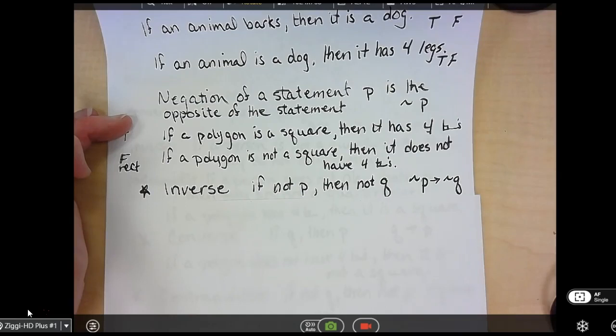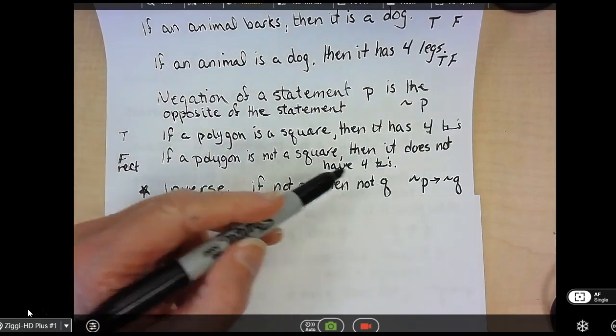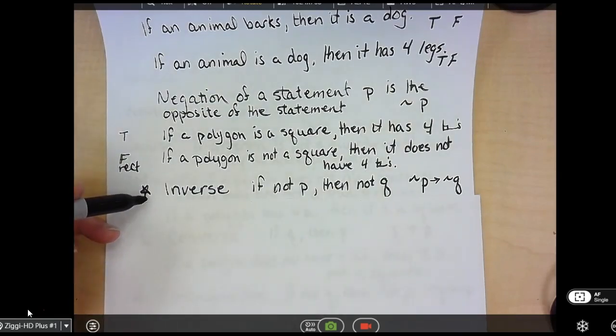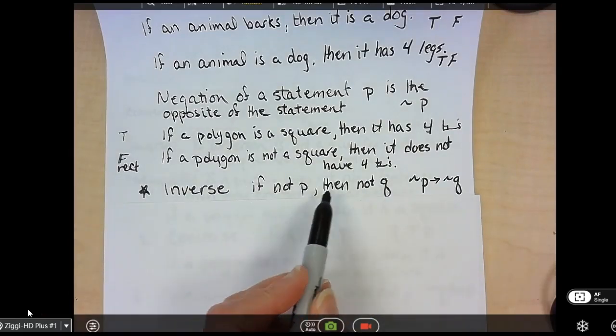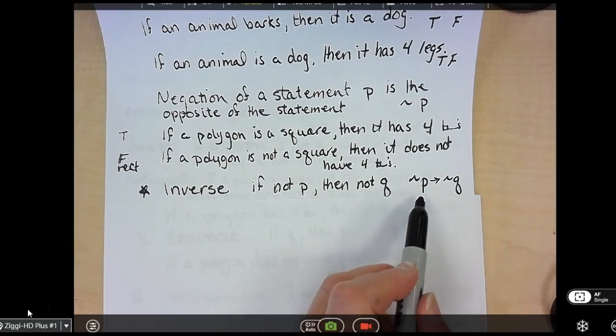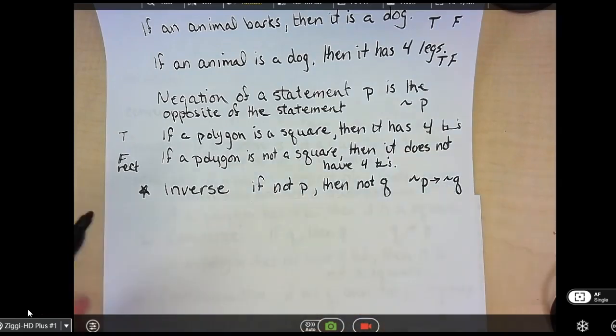So when we negate both sides of the statement, it's called the inverse. And so again, abbreviated form, if not P, then not Q.